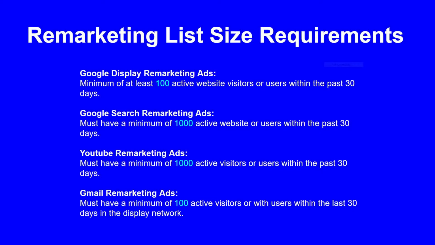And there are a few requirements for your remarketing campaigns. Number one, if you are running a display ad campaign, you need to have at least 100 website visitors in the past 30 days. If you're running a search campaign on Google Ads, you're going to need 1,000 people that have visited your website in the past 30 days. And if you're running YouTube ads, you're going to need 1,000 people in the past 30 days as well.